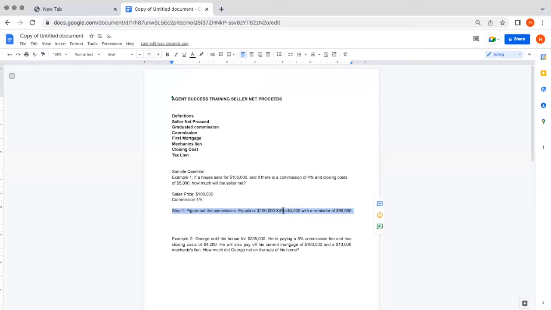Now, we had a little bit of conversation about how you want to treat it. You could go 0.04, that's 4%, or you could just go 4% and just say 100 times 4%, hit the percent sign on your calculator, and then it'll automatically change it into a decimal for you, 0.04, and that equals 4,000. With the remainder of $96,000, that's the remainder once you deduct the commission. So we have 4% commission, and we have $96,000 left.